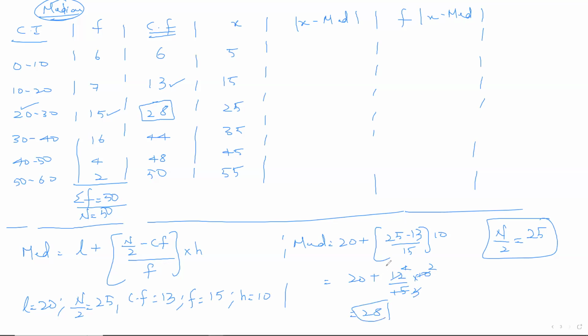Halfway done. Why halfway done? Once you get the median, X minus median, where is X? So 5 minus, again, what I would always do is, once you find the median, write it off on top. It's going to be easier. What is 5 minus 28?